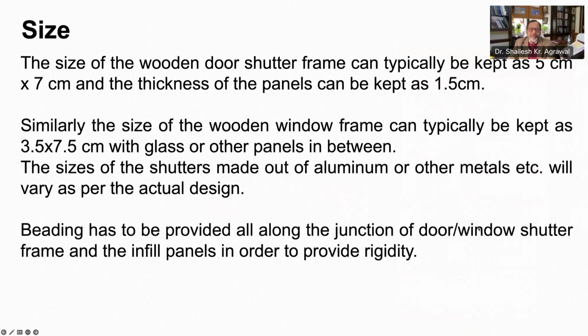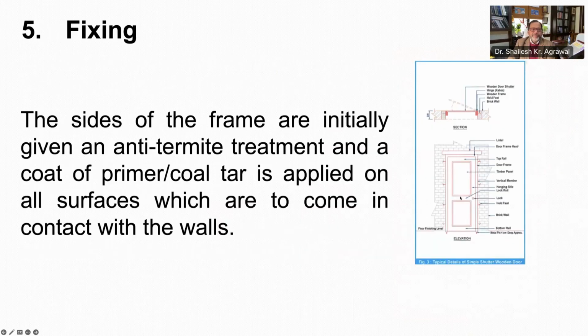A typical wooden door shutter frame can be 5 centimeter by 7 centimeter, and its thickness can be 15 mm. Size of wooden window shutter can be kept as 3.5 centimeter by 7.5 centimeter with glass or other panels in between. Also remember, beading has to be provided all along the junction of door and window shutter frame and the infill panels in order to provide rigidity.